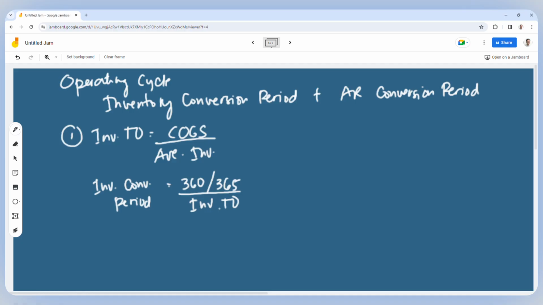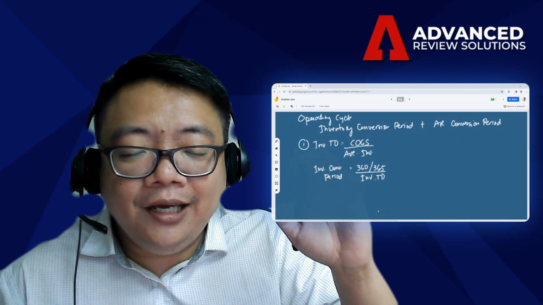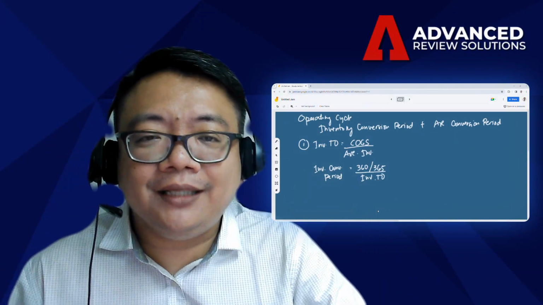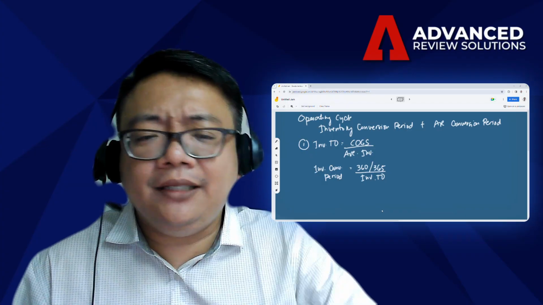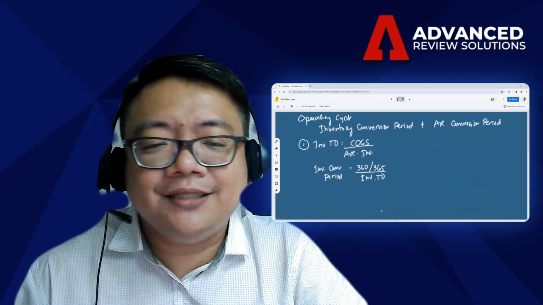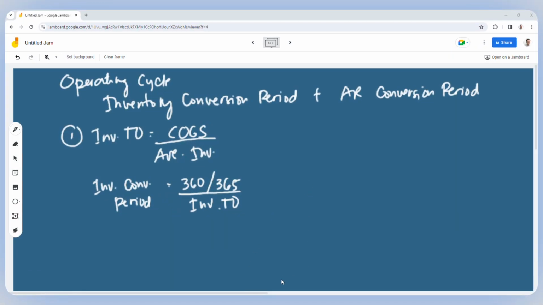Go back to your FS analysis, class, that is our formula. Go back to your FS analysis, so that at least you will be able to recall this. How about our AR conversion period? So the inventory conversion period, depending on the days of the year or on the problem, is just the number of days divided by the inventory turnover.